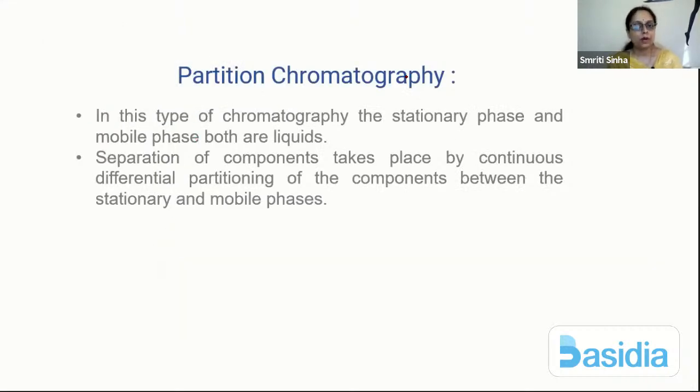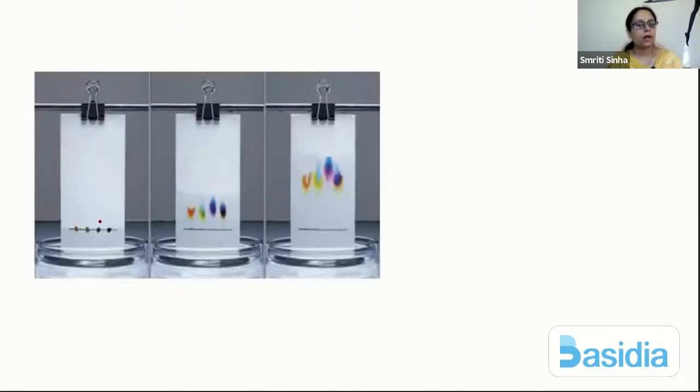Next is partition chromatography. In partition chromatography, the stationary and mobile phases are both liquids. Here, the separation of components takes place by continuous differential partitioning of the components between the stationary and mobile phases. An example of partition chromatography is paper chromatography. Paper chromatography is very similar to TLC. The only difference is that instead of a plate or glass, you take paper. You take a piece of paper, not just any paper. There is a particular paper for paper chromatography.